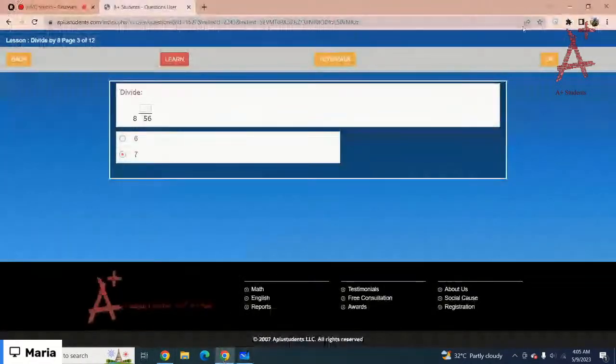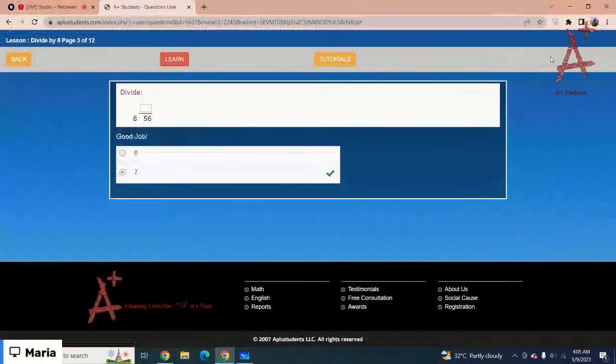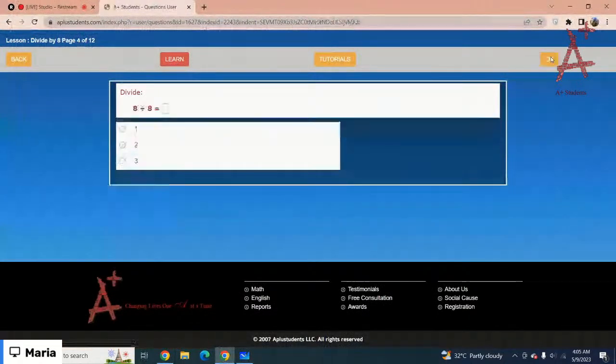Here you have, you have to divide 8 by 8. 8 times what number is 8? Very good. 8 times 1 is 8. So the correct option is 1.